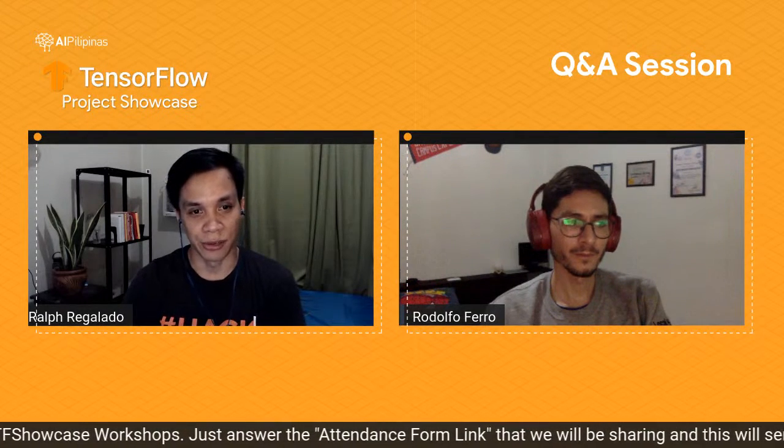I have a question, Rodolfo. Since you already shared a while ago using the MNIST dataset, which is grayscale, would it be the same approach if you're using a colored image? How do you deal with that? Oh, that's an interesting question.